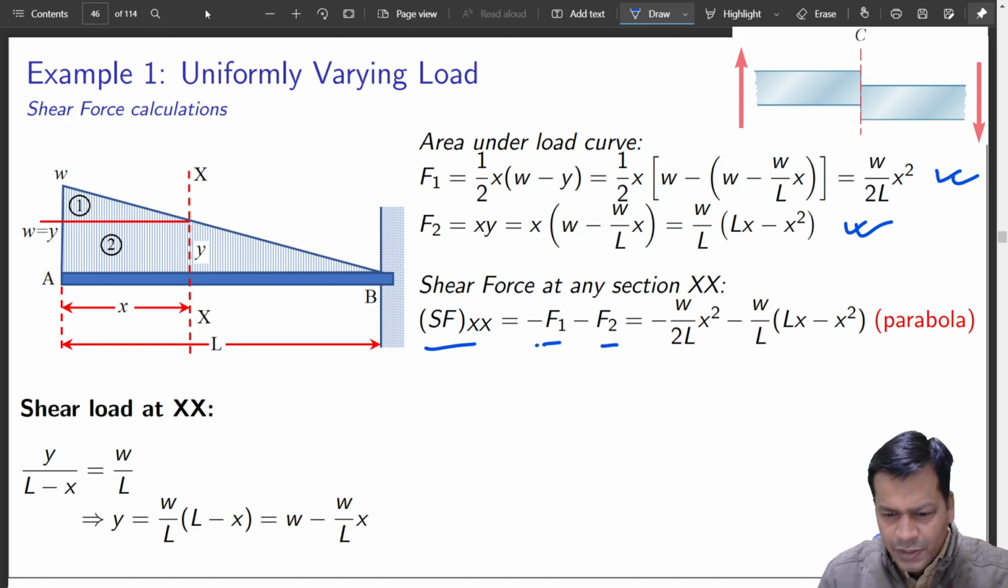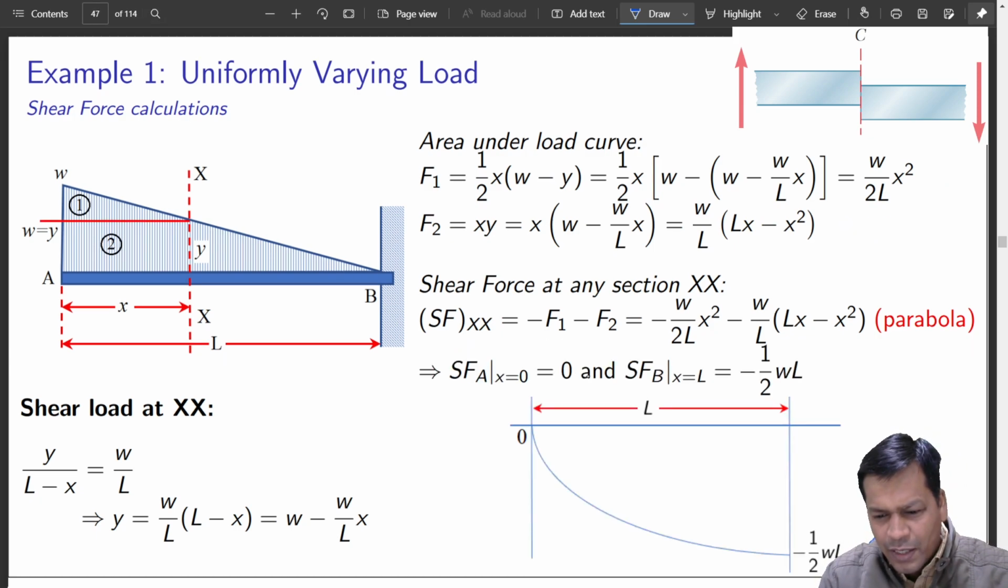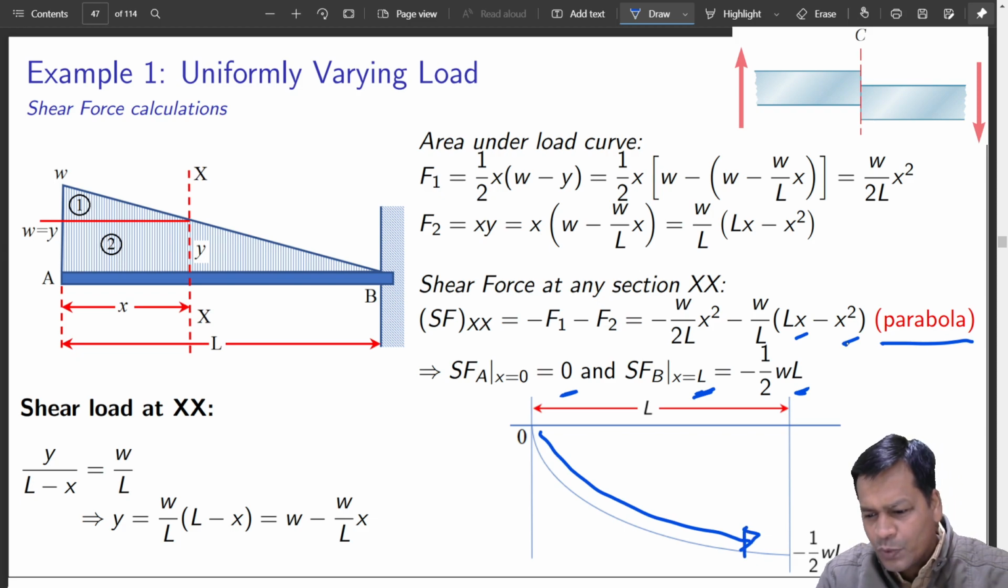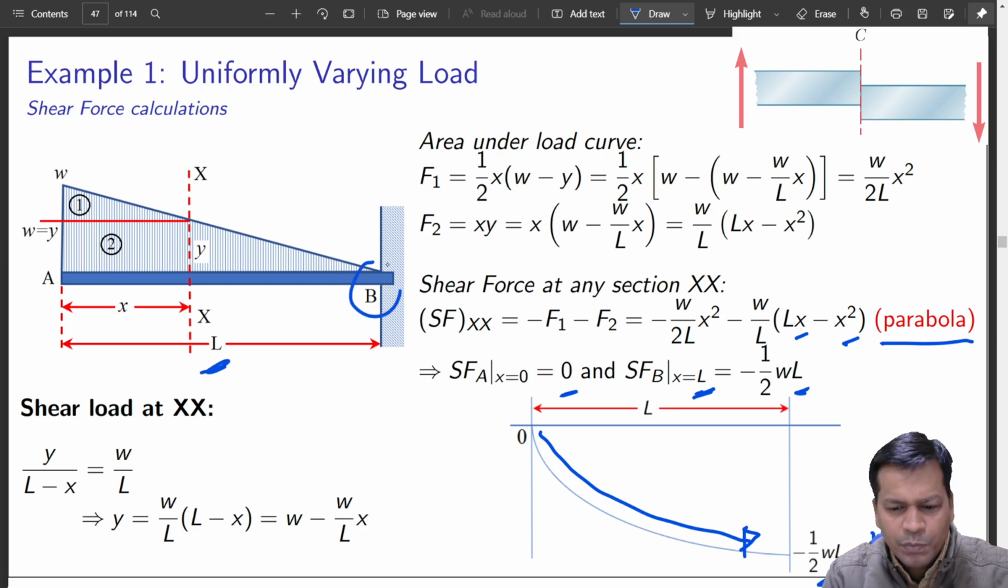Now, going to the next, that is the shear force diagram. You substitute X is equal to 0, then shear force at L you substitute. This should give you a parabolic shape. This is a parabola, with maximum value of 1 by 2 W into L, at X is equal to L. Maximum shear force should be at this location. Got it?